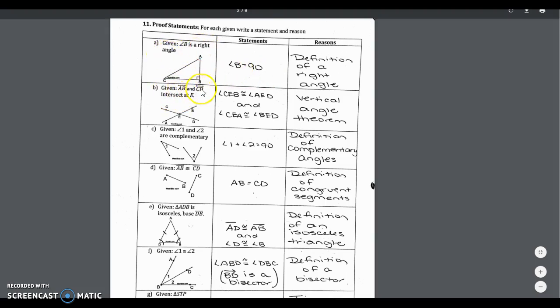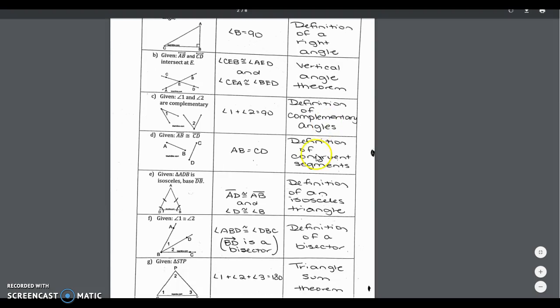Here we're given that AB and CD intersect at E. These are intersecting lines, which should make you think of vertical angles. Vertical angles meaning that the two angles on top and bottom are going to be congruent, and the two angles that are on the left and right sides are going to be congruent as well. If these two angles are complementary, complementary of course means they add up to 90 degrees.